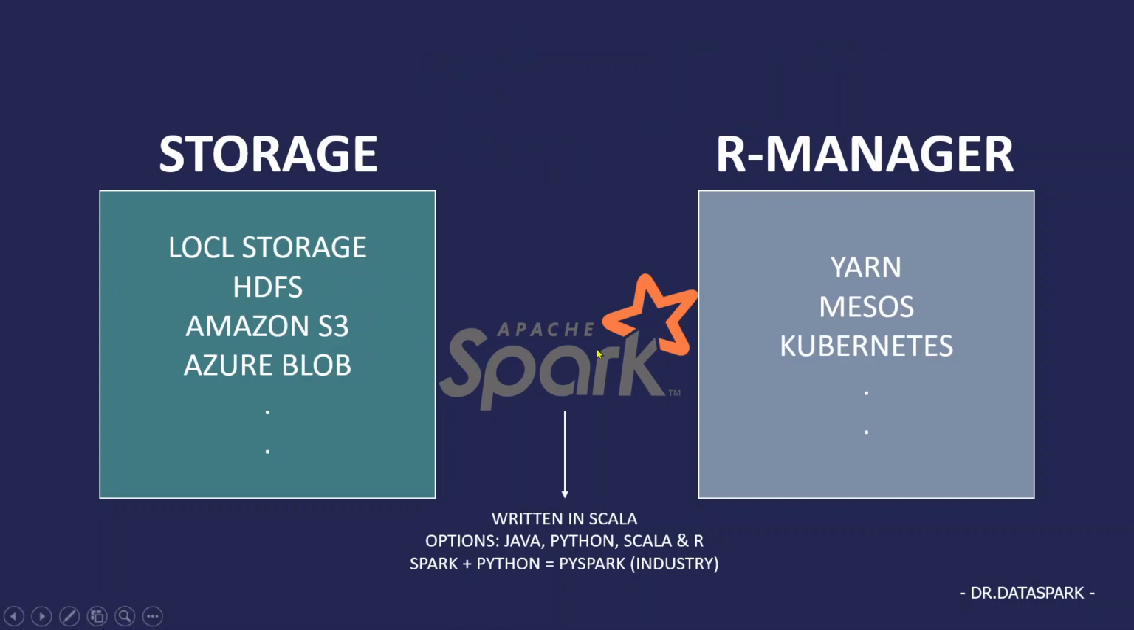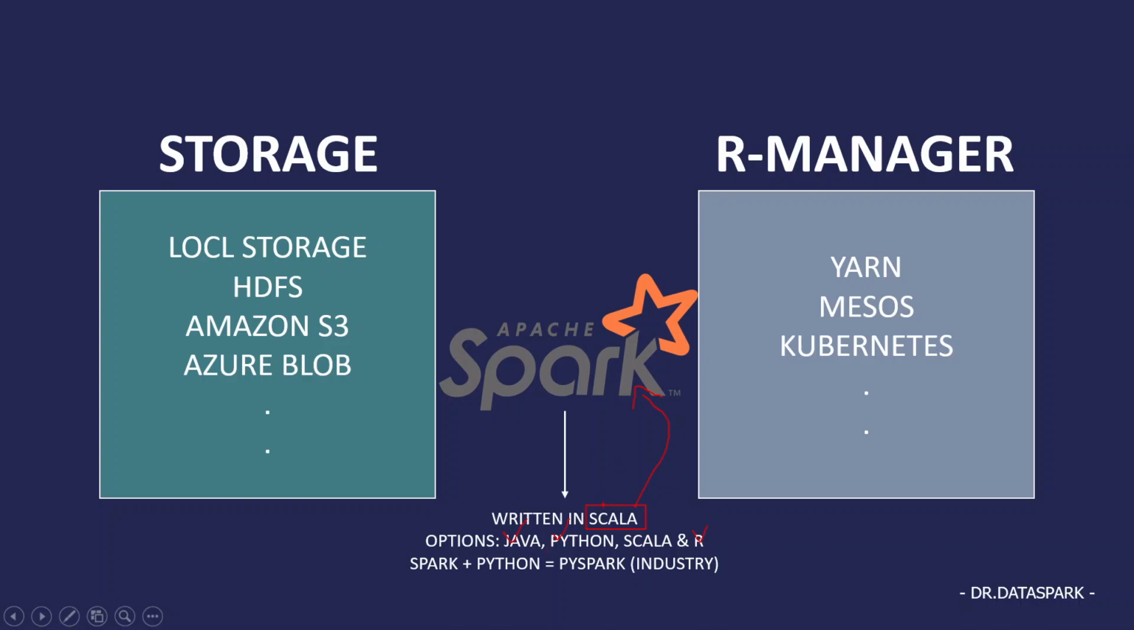Now Apache Spark developers, when they developed this compute engine, they developed it using the Scala language. Scala is a functional programming language. And what are the other languages you can use to build data pipelines and write programs in big data? That is Java, Python, Scala we already know, and R. You can write in Java, still it is supported, but nobody writes in Java nowadays. Python and R are still used, but Python is used more than R.